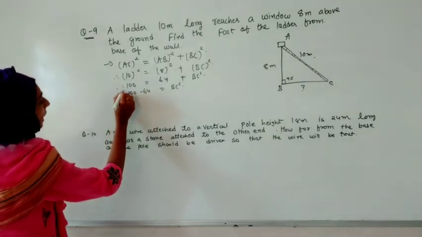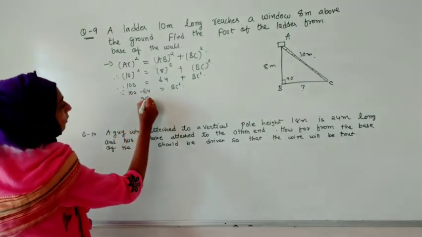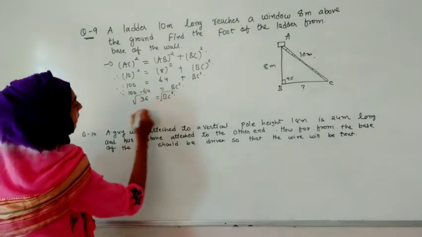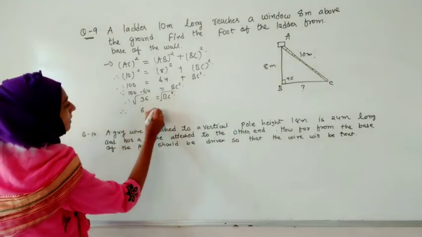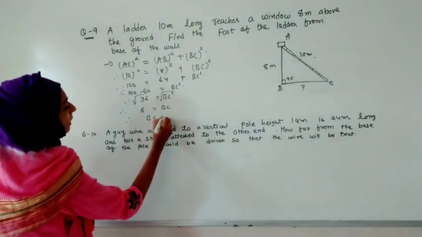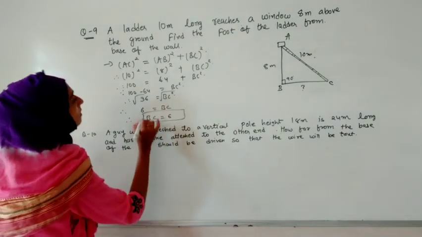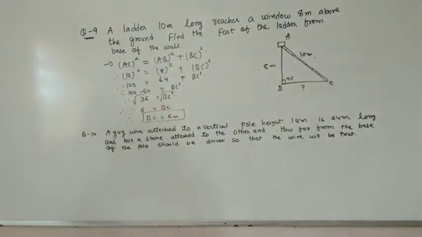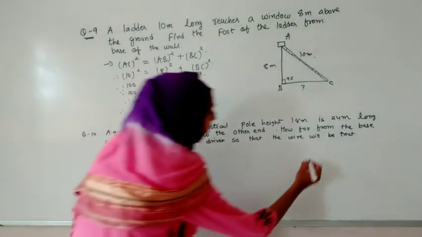So here we can see 100 minus 64 will become 36, and that is equal to BC square. Take the root on both sides, then it will become 6 and it is equal to BC. We can flip it and write that BC is equal to 6. Now it is in meter, so let us mention it as meter. This is the concept of this question and it was very easy, we only have to apply Pythagoras law.